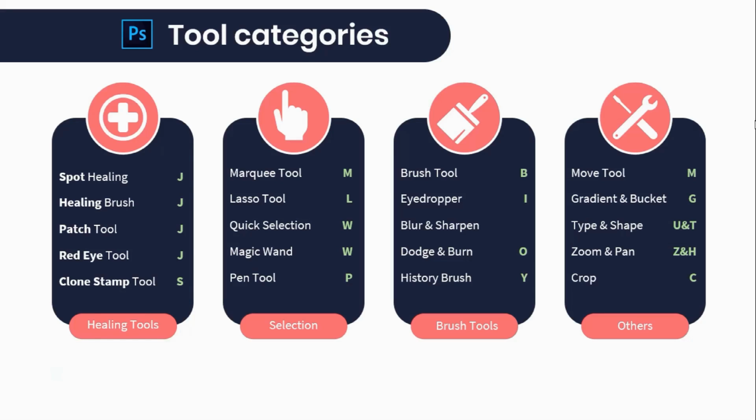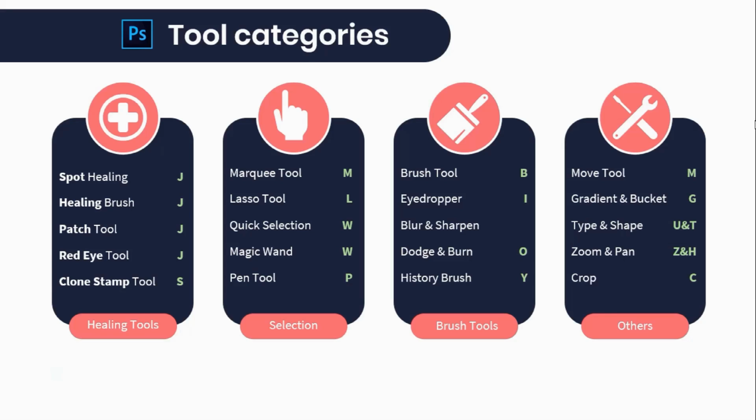Then we have our brush tools. Brushes will be used for adding in colour, airbrushing effects, dodging and burning, just like we used to dodge and burn in the darkroom. That's adding a little bit of darkness or a bit of brightness to a photo. History brushing is in there as well. All of those are available within the toolbar.